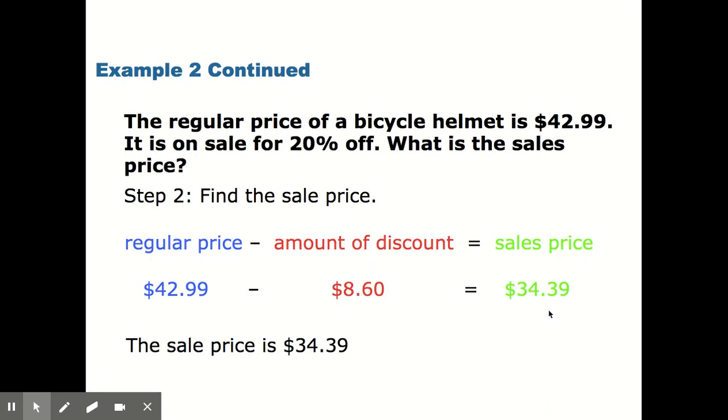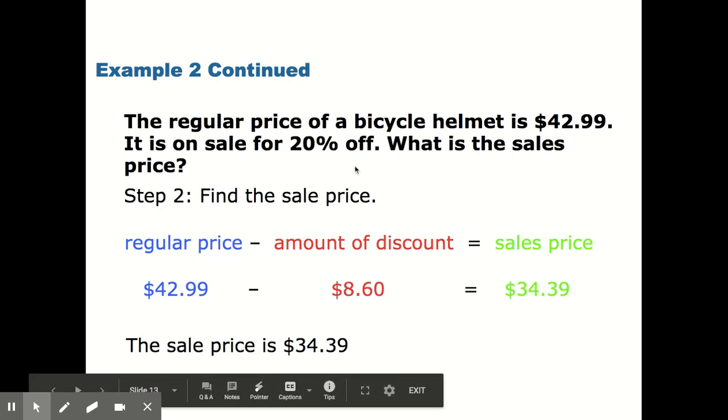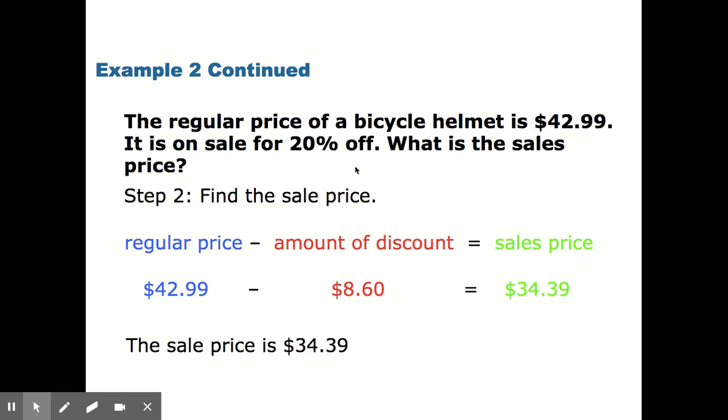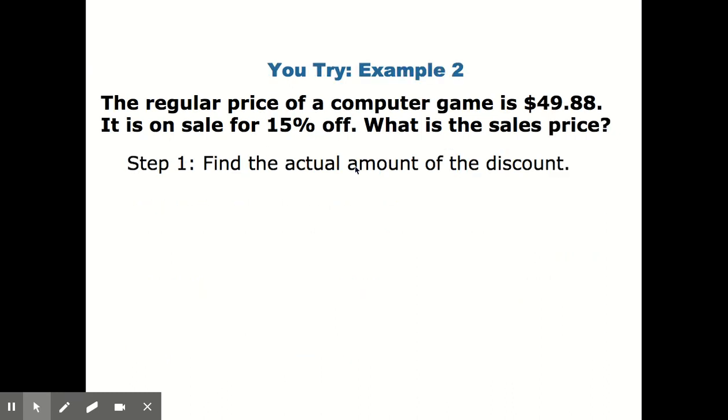You could have also done this by finding 80%, because if you found 80%, it would be finding out how much you ended up paying for it. But either way, it works fine. Okay? So here's one for you to do.